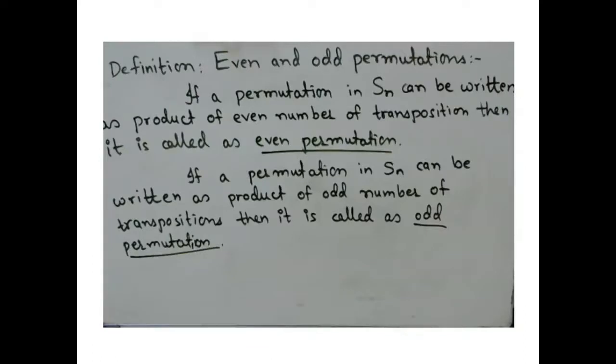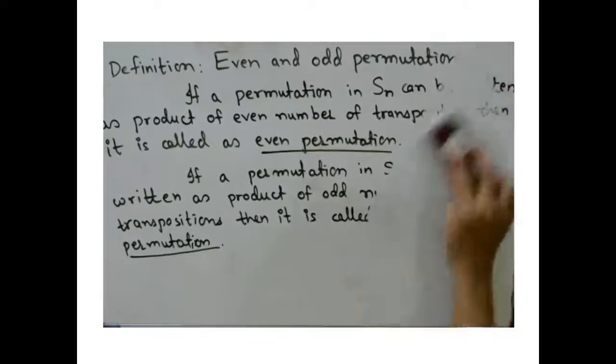So to get a clear idea about the definition of even and odd permutation, let us consider an example. So let me rub this definition and let us see with the help of an example when a permutation is called even and when it is called odd. So let me take two examples from S7.